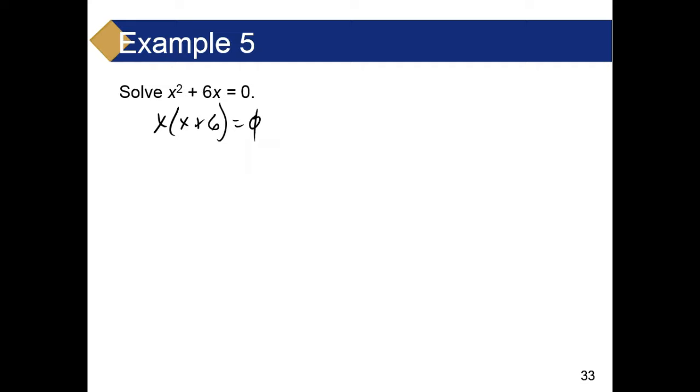Now, what did our property tell us? Here we have two entities, x times x plus 6 equals 0. What does our property tell us? Either x is equal to 0 or x plus 6 is equal to 0. Now, x equals 0, there's a solution right there. Done. We got a solution. I'm going to circle it. You don't have to, whatever. That's a solution right there.